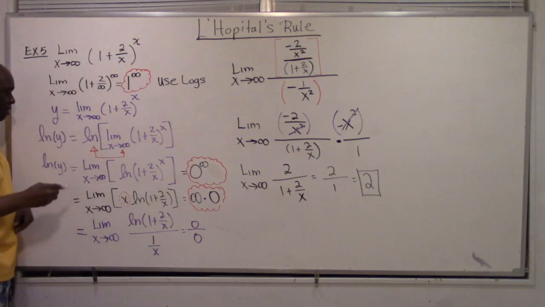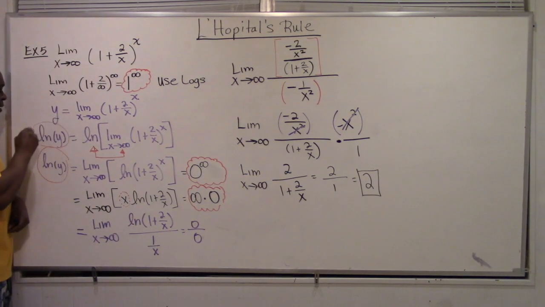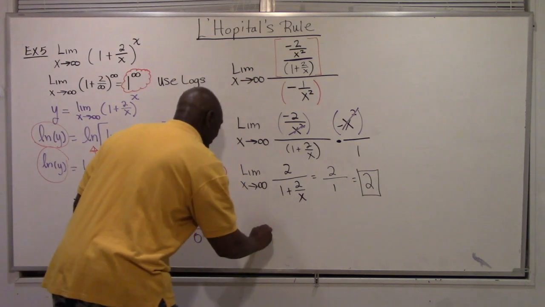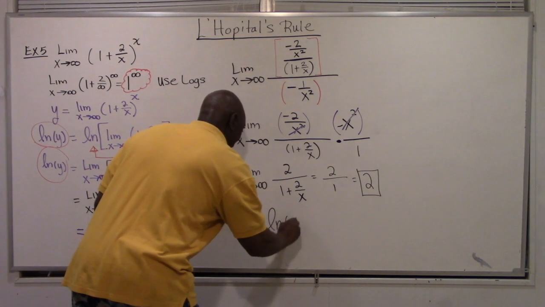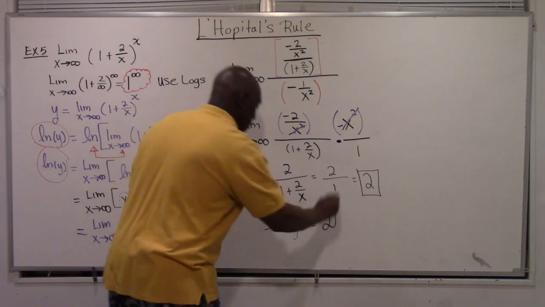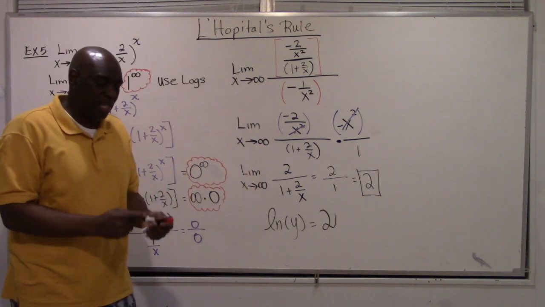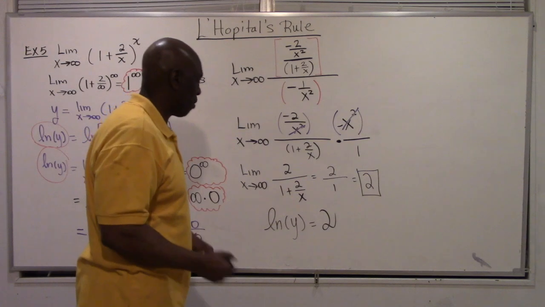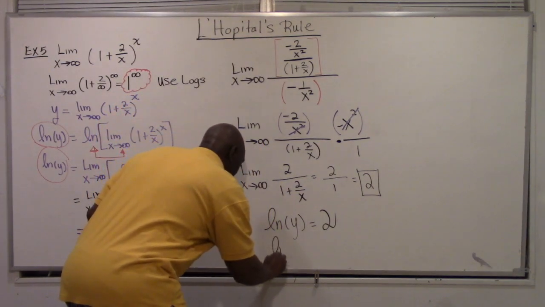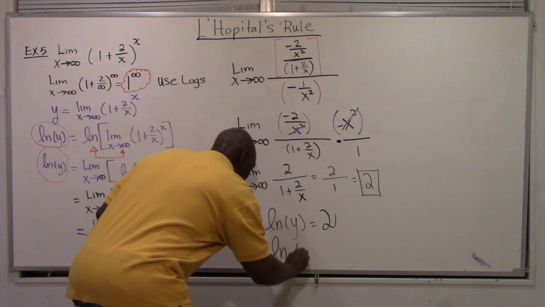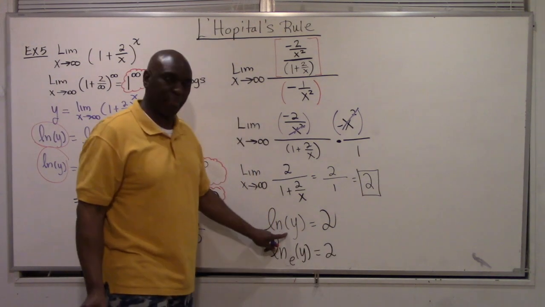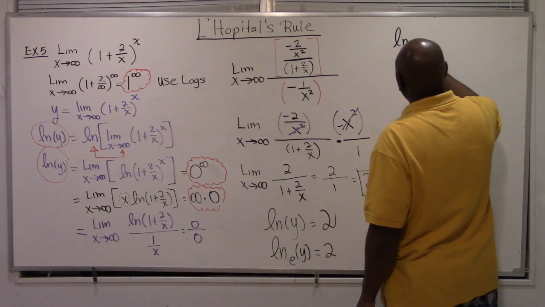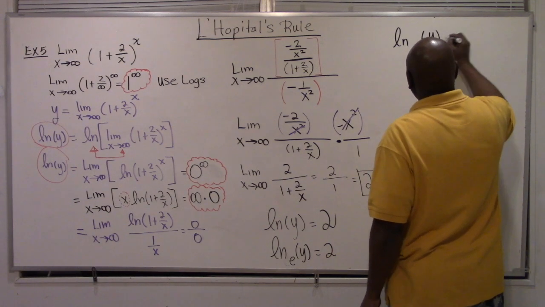Don't forget about this fella right here. Don't forget about natural log y. Go back and grab it. So what we have here is the natural log of y equals 2. And so we need to find out what exactly y equals. Write it like this: the natural log base e of y equals 2, because that's what the natural log base is. It's base e.